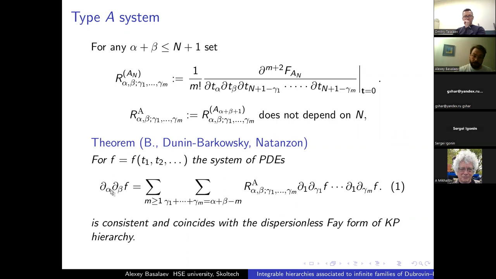An important point is that on the left-hand side, we have the derivative with respect to every alpha and beta. And on the right-hand side, we have a derivative with respect to t1 and gamma 1. So in some sense, t1 and gamma 1 of f can be considered as some starting data, some Cauchy data. And this system of PDEs is consistent and coincides with the dispersionless KP written in an F_A form. It is exactly the same. But for us, it is important to say that we have constructed it exactly from the coefficients of the D-Frobenius manifold.